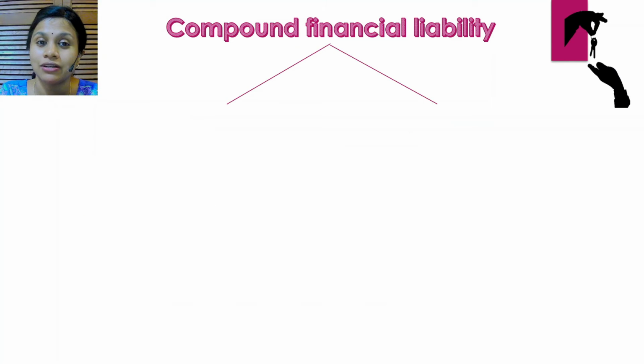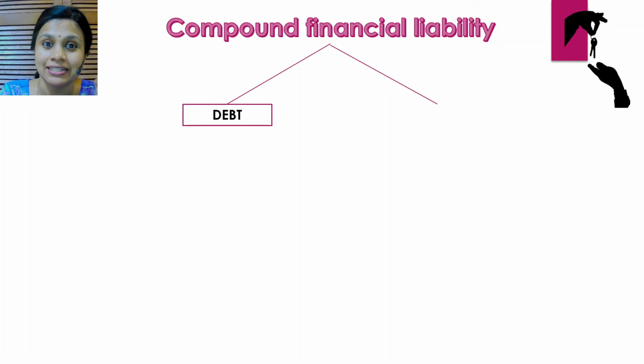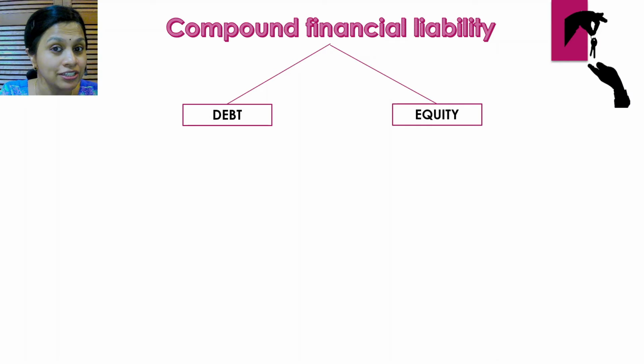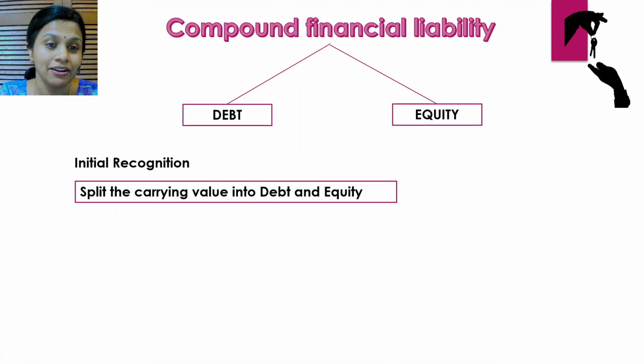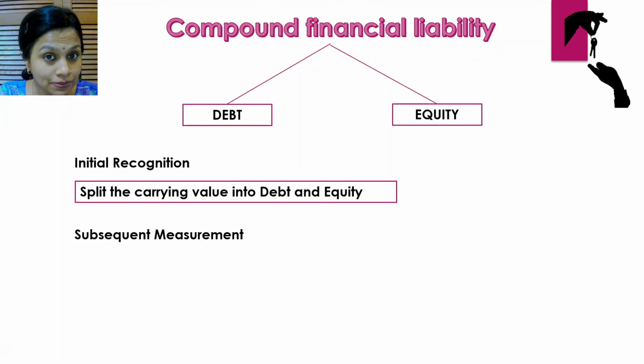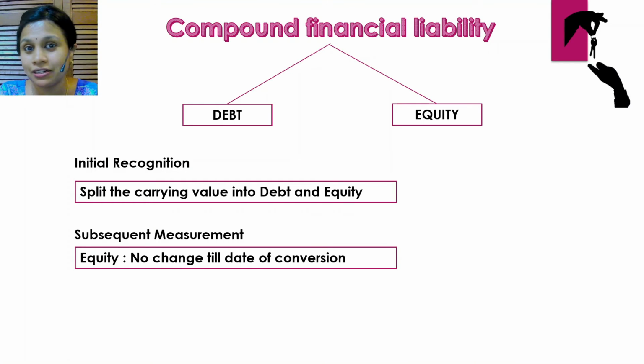Next concept that we need to look at is, what is a compound financial liability? As the name suggests, it is a financial liability that contains features of both debt as well as equity. Now, how do we record a compound financial liability in the books of accounts? Well, at initial recognition, we need to split the carrying amount of the financial liability into debt and equity. Subsequent measurement, the equity part remains unchanged, at least till the date of conversion.